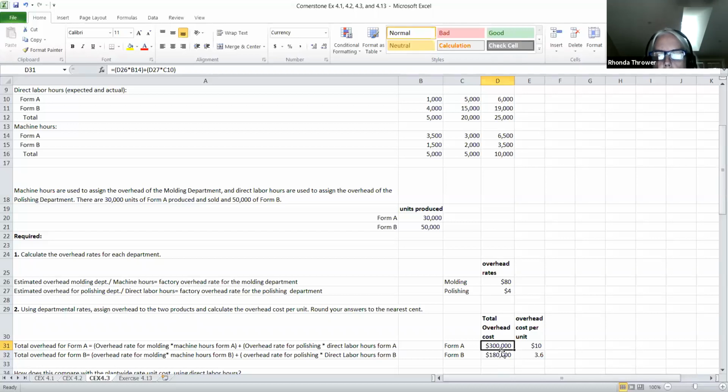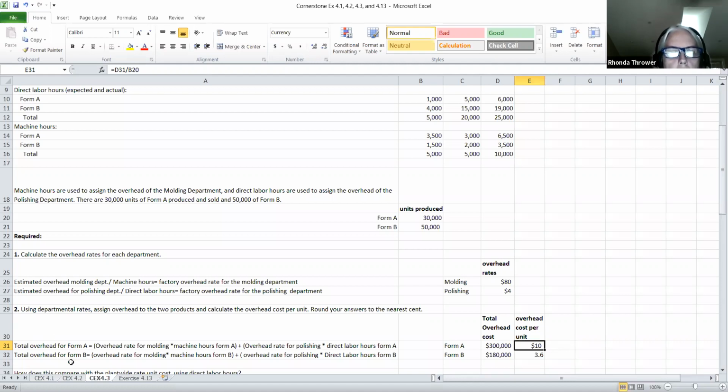Once you get this overhead cost, you can divide it by the number of units produced of Form A, which was 30,000, and that's how you get the overhead cost per unit of $10. You can see in the cell address how we determined that. It's 300,000 divided by 30,000 units produced. That gives you $10 overhead cost per unit. And that's what they're asking you for in part 2 for Form A.